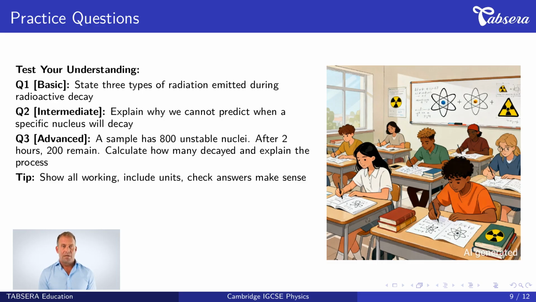Question 2 is intermediate level. It states, explain why we cannot predict when a specific nucleus will decay. This requires you to apply the concept of randomness we discussed.